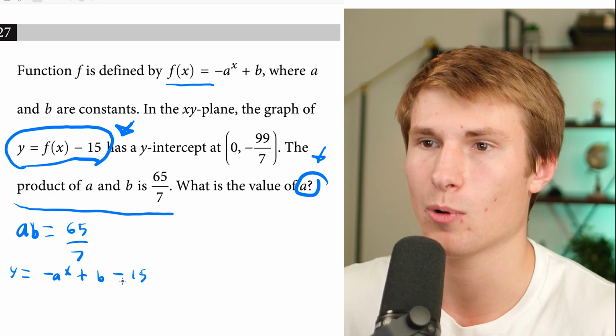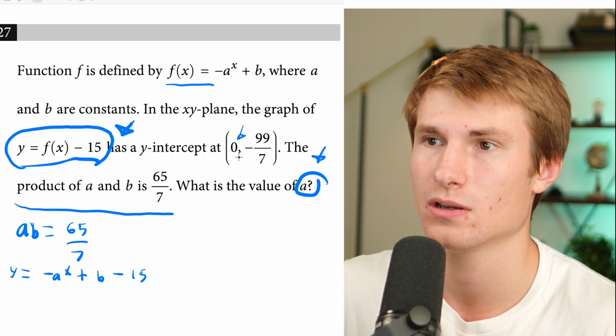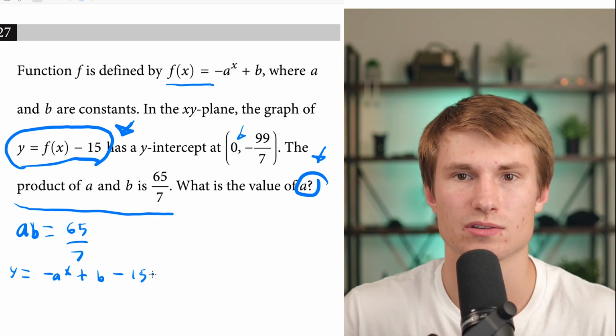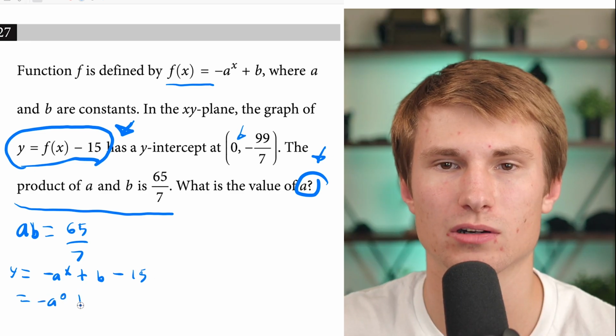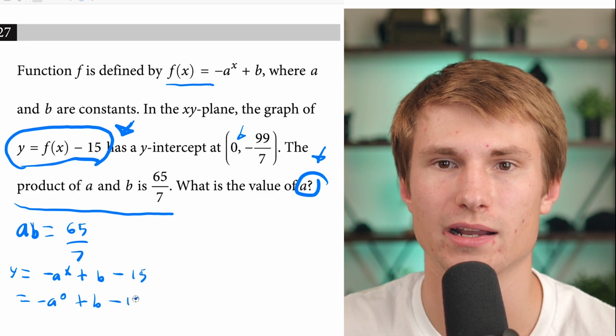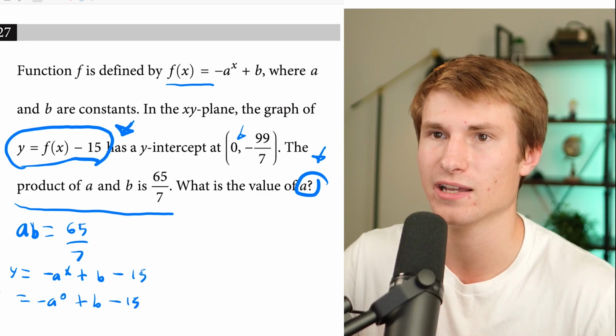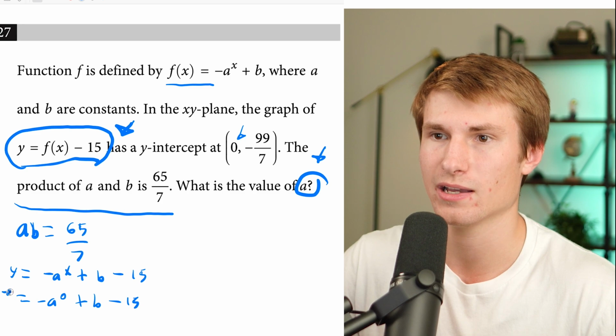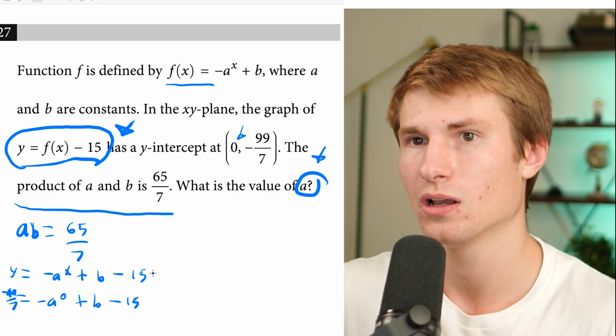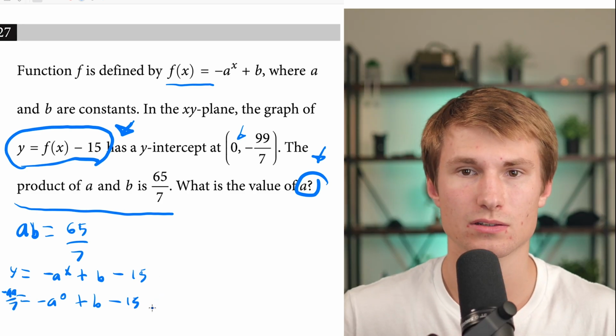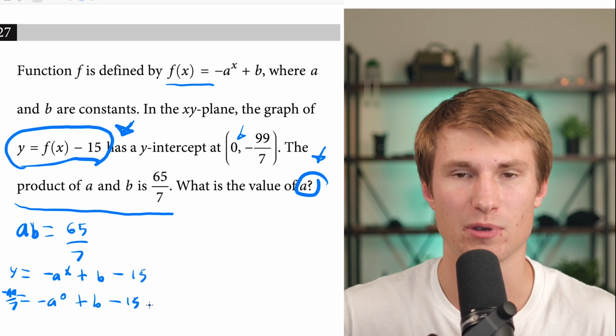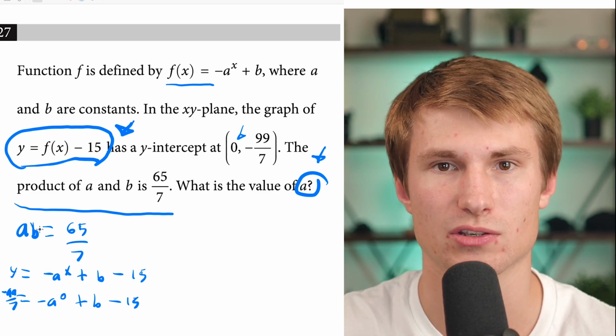Now that we have the value of y, let's go ahead and substitute in our points. So we have this point of x being 0, so that would equal then negative a to the power of 0 plus b minus 15 is going to equal that value of negative 99 over 7. So we have negative 99 over 7. Now from here, what we're going to look to do is solve for the value of b, and then we can use b in order to get the value of a using this equation up here.